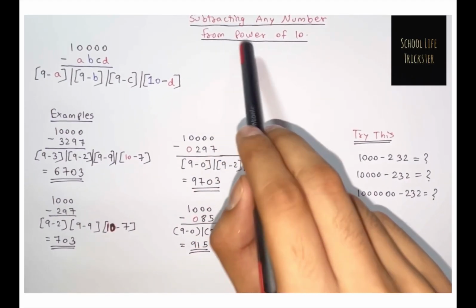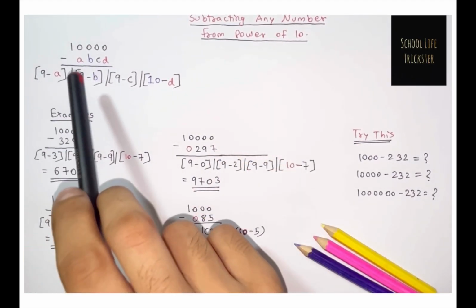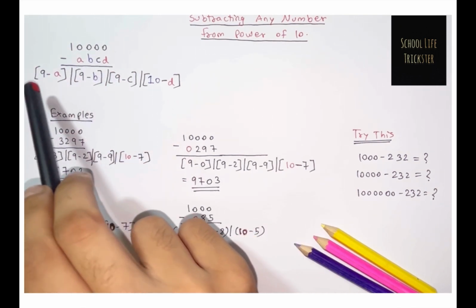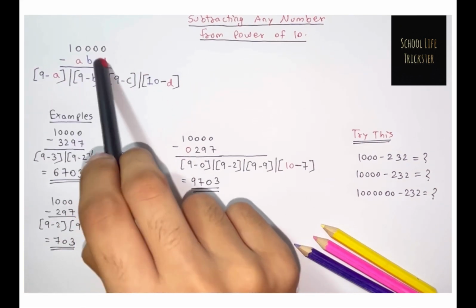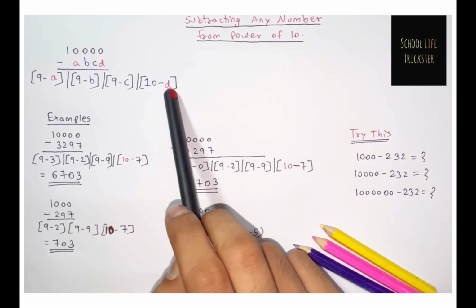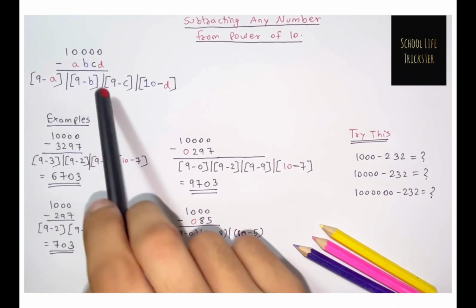Any number from power of 10. Over here 10,000 minus ABCD. So the formula is 9 minus A, 9 minus B, 9 minus C, 10 minus D. Remember, in the units place take 10 minus D and the rest of the places take 9.